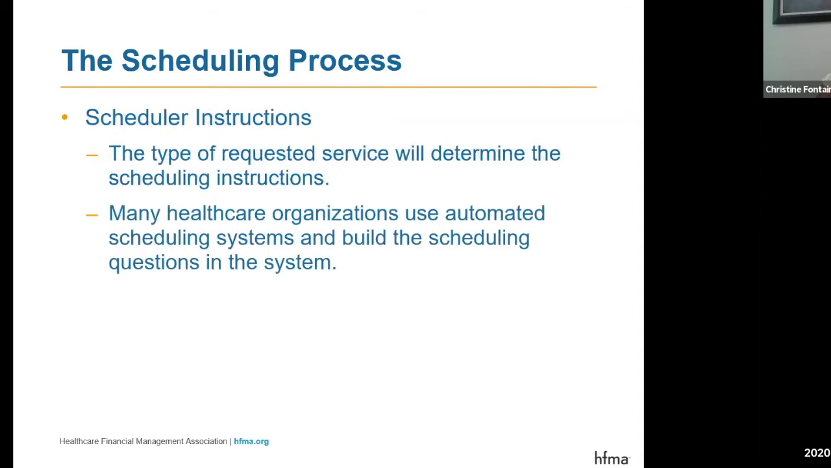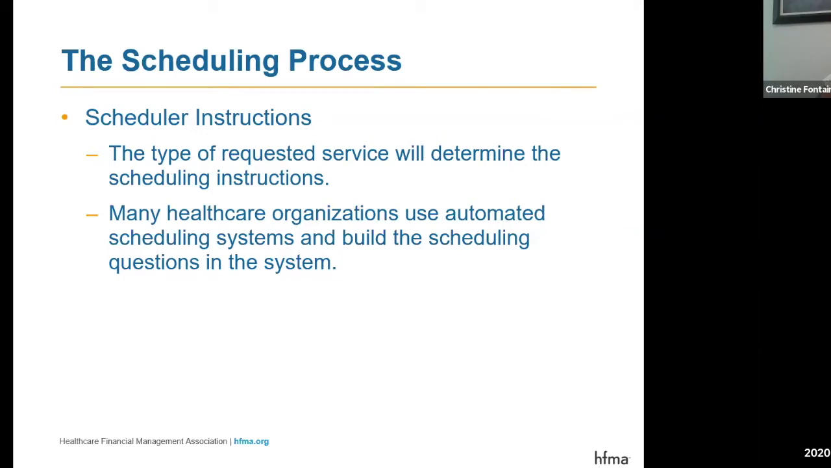The type of service will determine the scheduling instructions. Instructions to the schedulers range from the basics, such as the amount of time needed for the test, to the complex, when rooms, equipment, and personnel must be coordinated to provide the needed service. Many healthcare organizations use automated scheduling systems and build the scheduling questions into the system. The scheduling system prompts the scheduler to complete required scheduling instructions each time a test or procedure is requested.